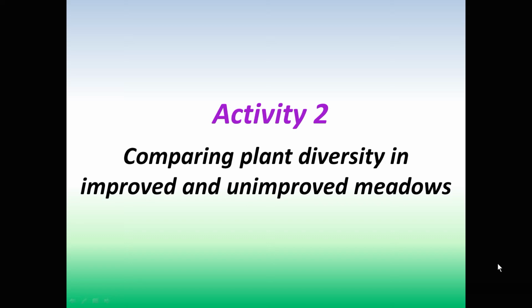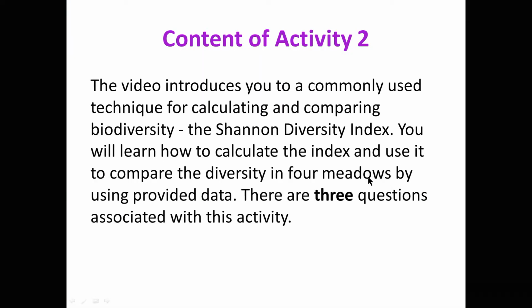So what are the species that are actually there and how do they differ? And why might that be ecologically important? So you're going to have data from 4 meadows. 2 of them are improved and 2 of them are unimproved. And we're going to use that data analysis to enable you to answer 3 questions that are associated with this video. And the index we're going to use is the Shannon Diversity Index, sometimes called the Shannon-Weiner Diversity Index.